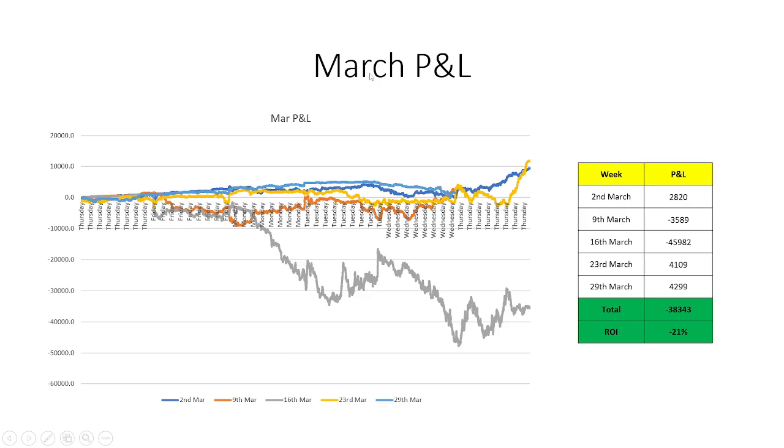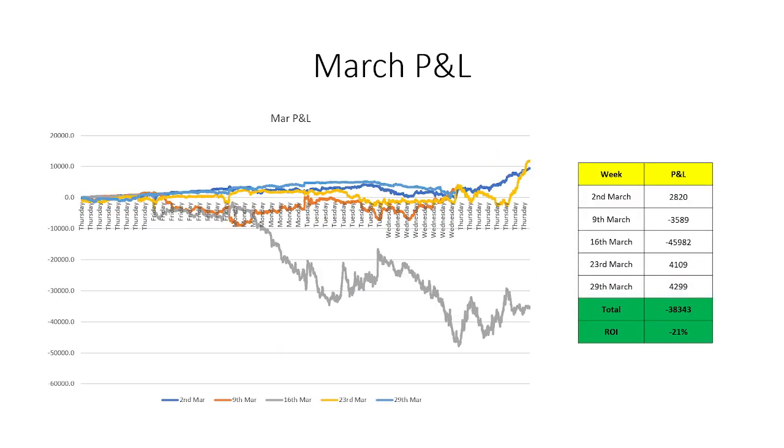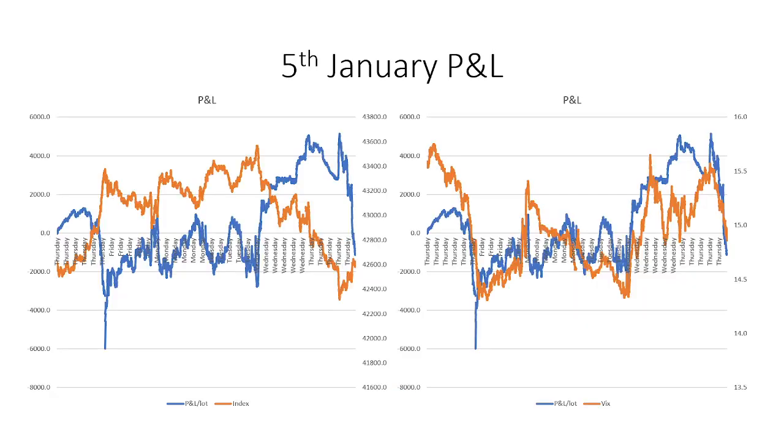Similarly, for the month of March, though we had 5 weeks, 4 weeks we were very fine, but only 1 week we had a loss of 45,000, which spoiled our entire portfolio, and we made a very big loss of 21%. Even February it was 17% loss, but this month it was 38% loss. So that is one thing.